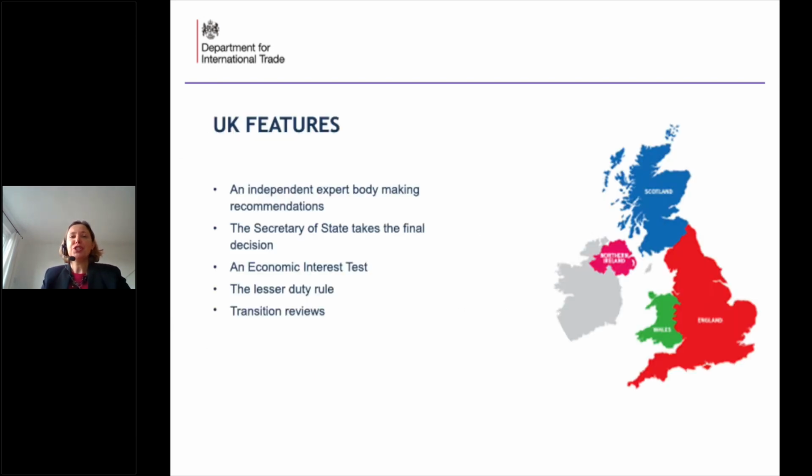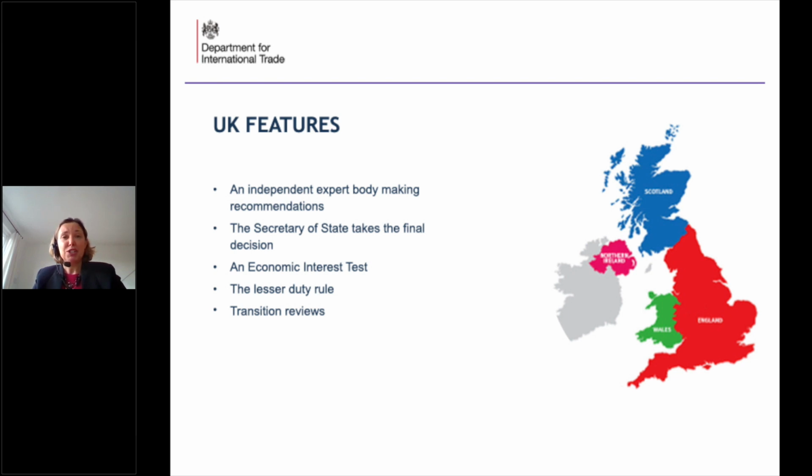In terms of UK features, I wanted to just touch on some particular features of the UK regime. We very much follow the WTO rules, but the Department for International Trade has put in certain features that are unique to us. First of all, to note that we will be an independent expert body making recommendations to the Secretary of State on trade remedy measures. At the moment, Daniel and I are working for the Trade Remedies Investigations Directorate, which is part of DIT. But when the trade bill passes, we will become the Trade Remedies Authority, and that will be an independent body based in Reading, carrying out these investigations.